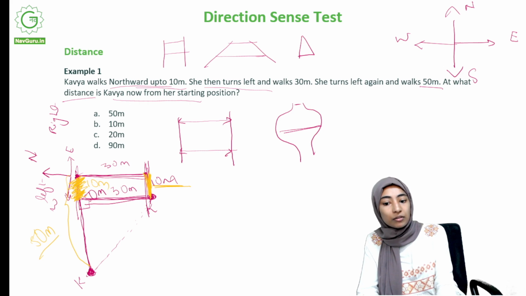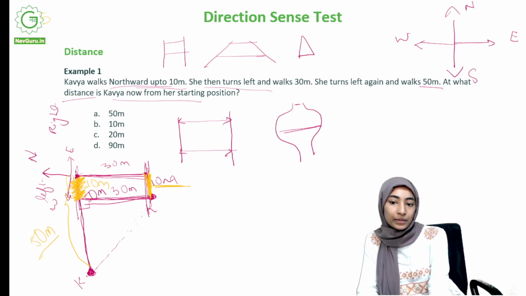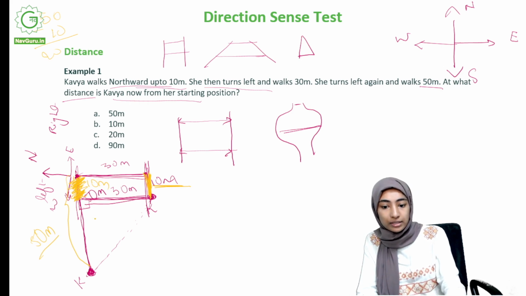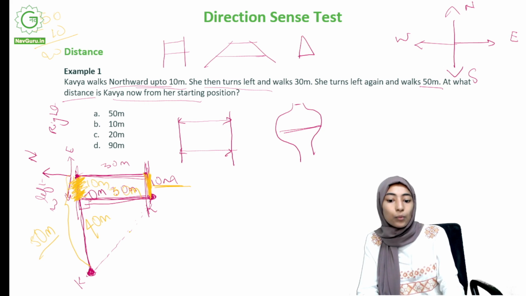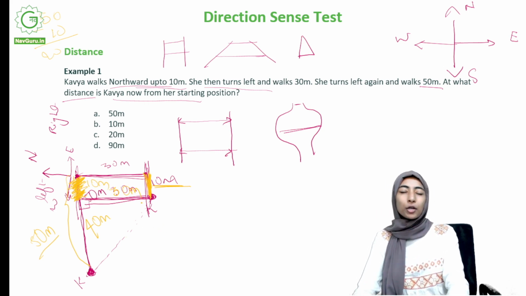So from 50 meters, if you cut 10 meters, what do you get? 50 minus 10 is 40. So you know that this distance is 40 meters, and we got that this distance is 30 meters. Now we can find this. I hope the concept is clear.